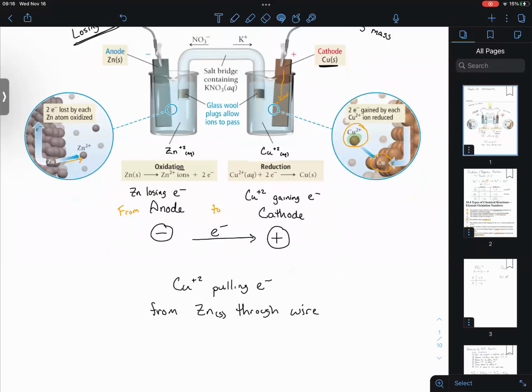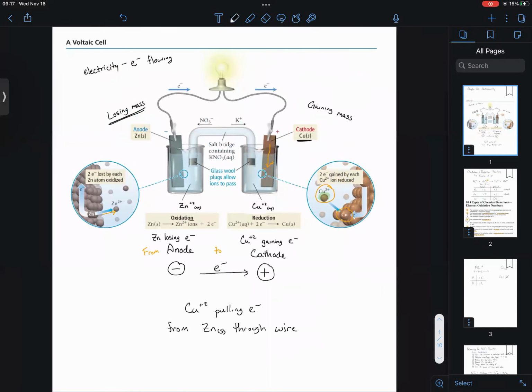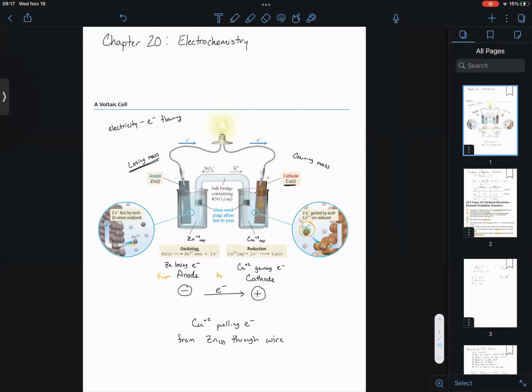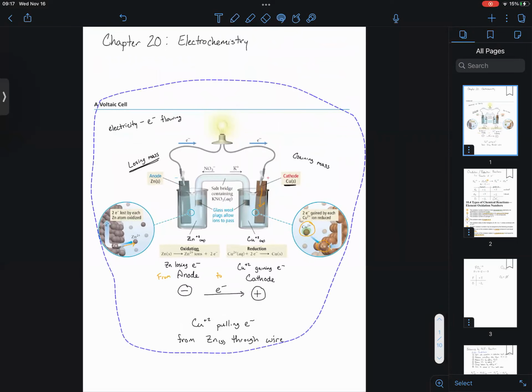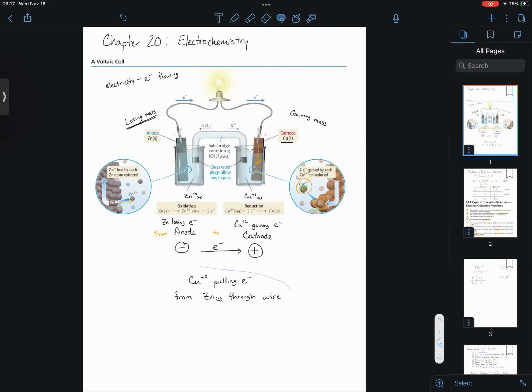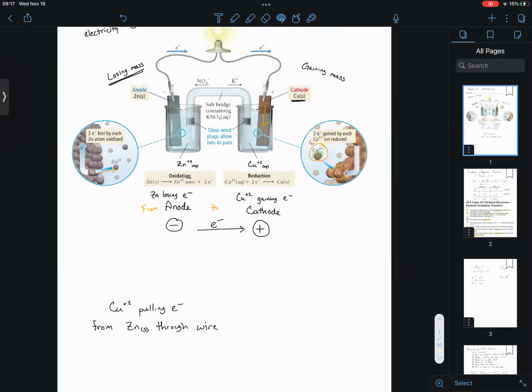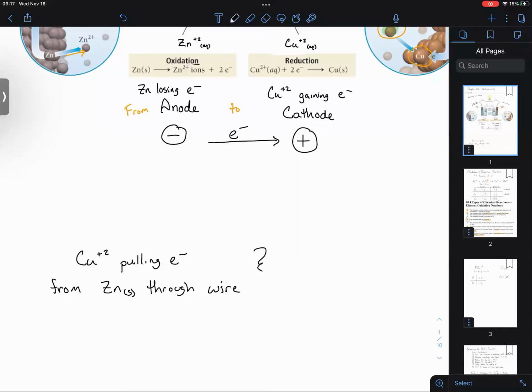This is what we call an electromotive force, right? This ability to pull these electrons through that wire is what we call an electromotive force, or an EMF.